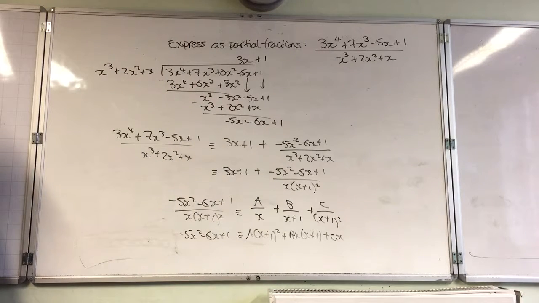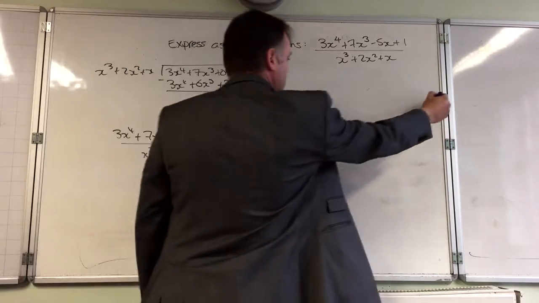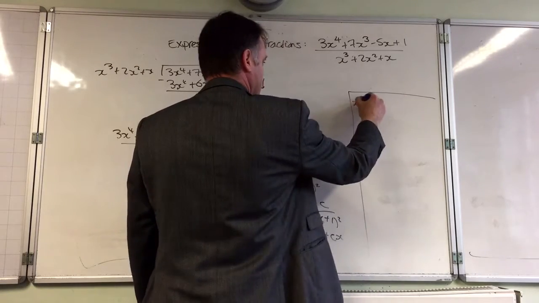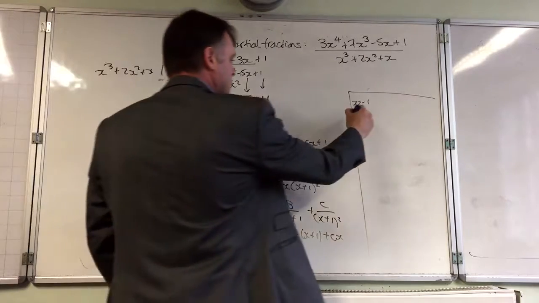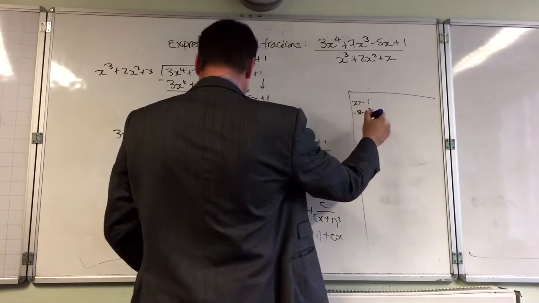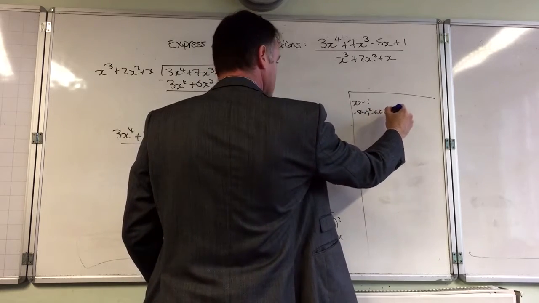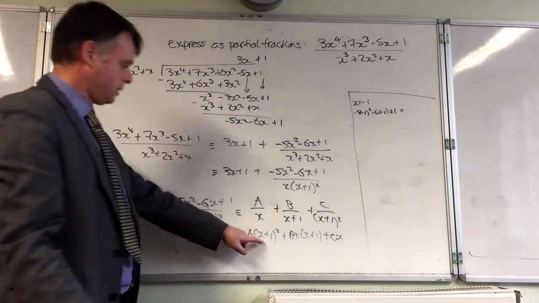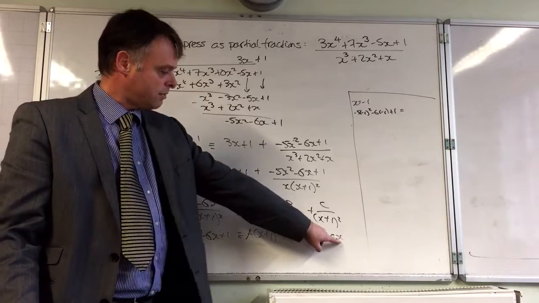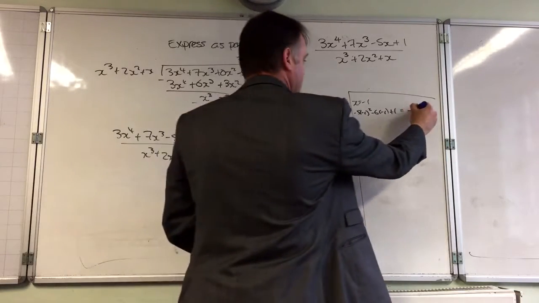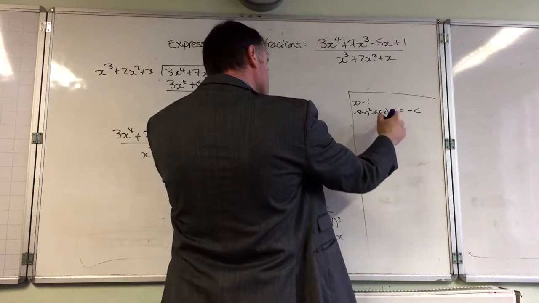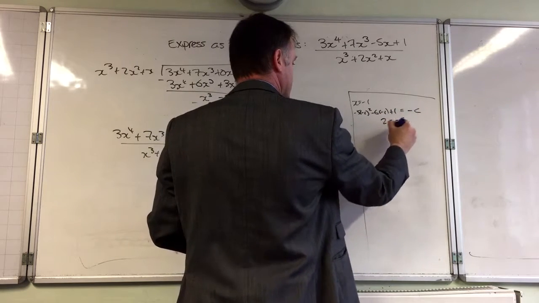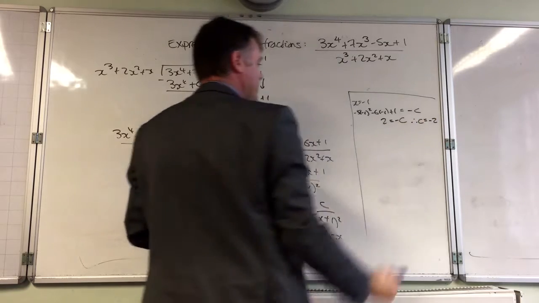So my sensible values for x this time? I'm going to go -1. x equal to -1 is sensible. So if I put -1 in here, I get -5 times -1 squared, -6 times -1, plus 1 is equal to, that goes, and I end up with -C there. So that is -5 plus 6 is 1, plus 1 is 2. So -C is 2, so C is equal to -2.